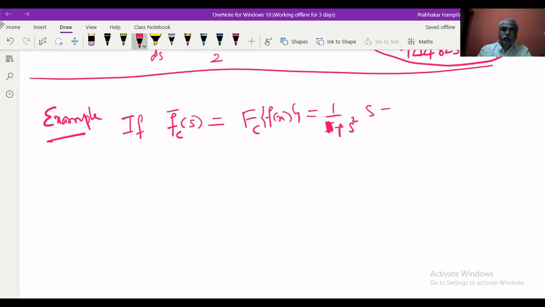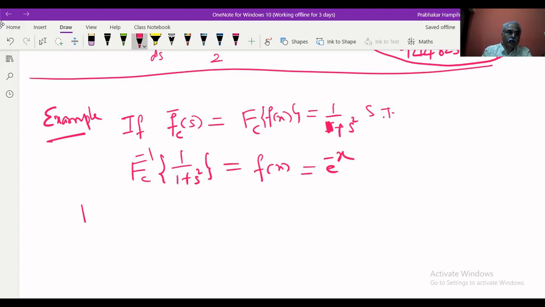show that the Fourier cosine inverse of 1 by 1 plus s square, that is equal to some x function, is exactly e raised to minus x. The hint I am giving you: this is the same thing as, very similar to, the Fourier cosine transform of 1 by 1 plus x square example. Very similar.